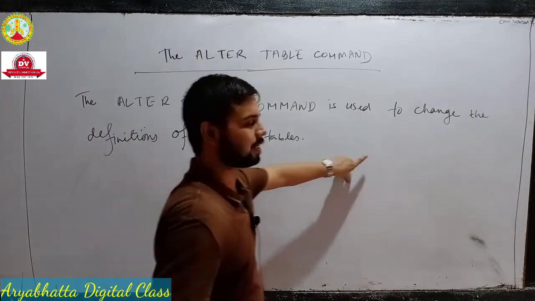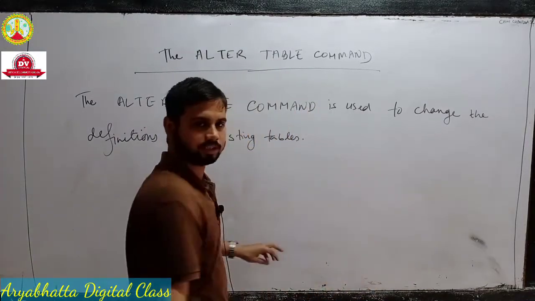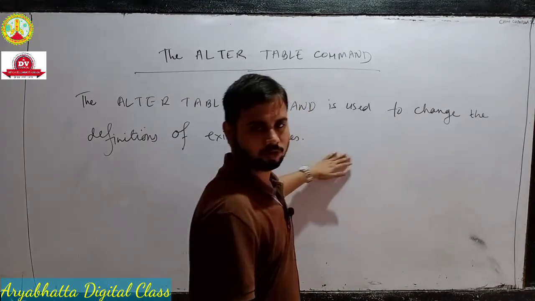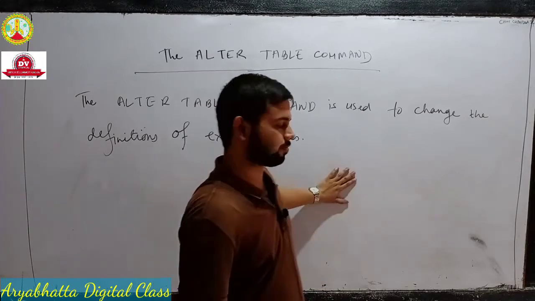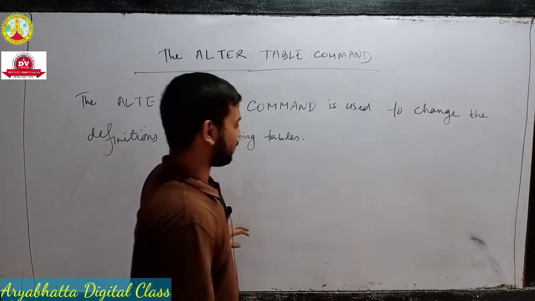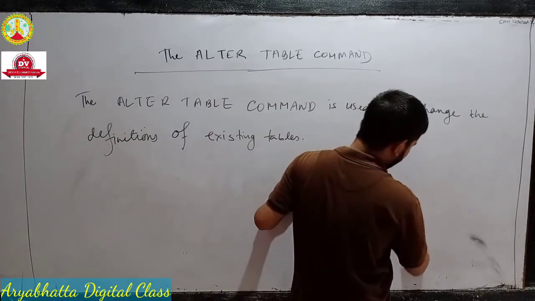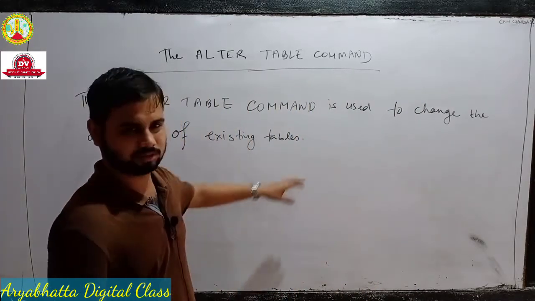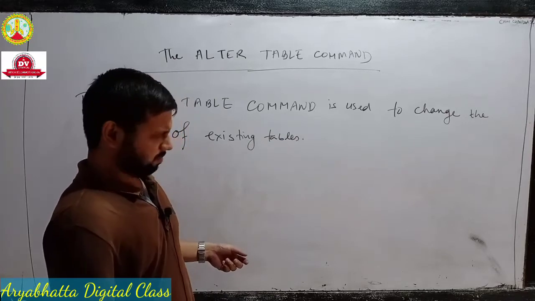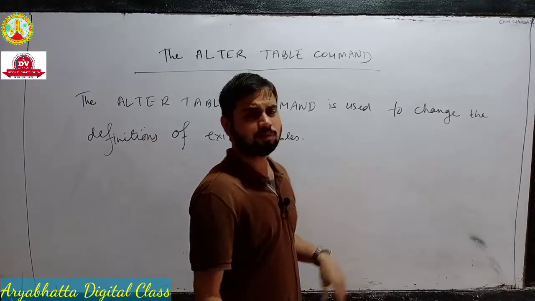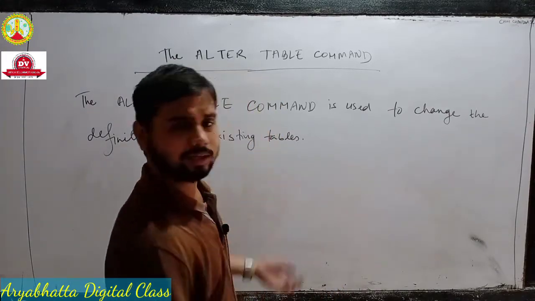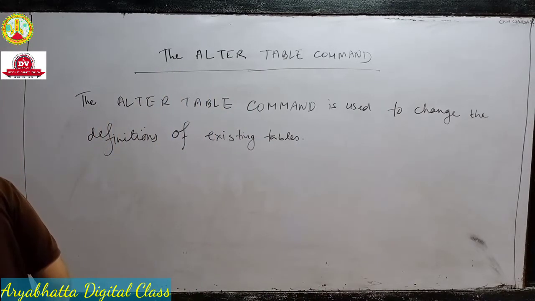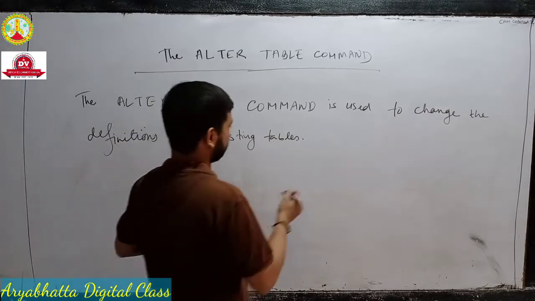I always show you one example. Suppose there is a table, whatever I showed just recently, with roll number, name and marks, an existing table. After that, if you want to add a new column, suppose department or anything else related to this student table, then how can you add it? You can add it by this command, the alter table command.